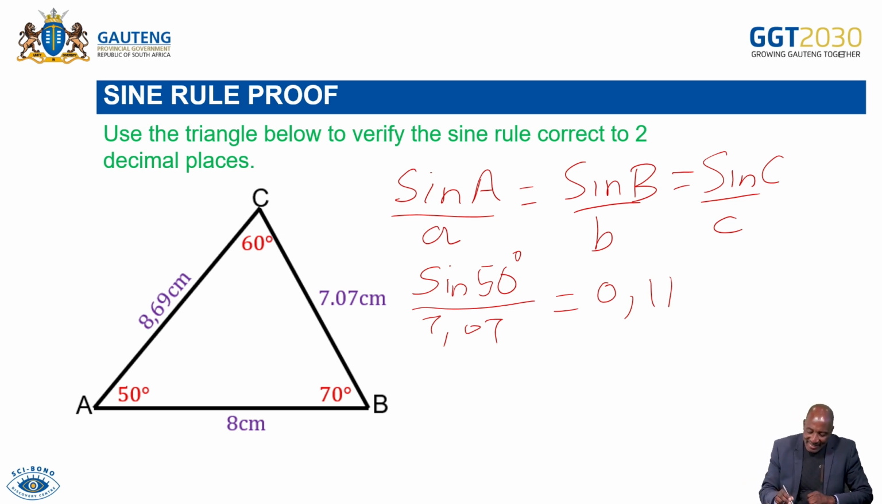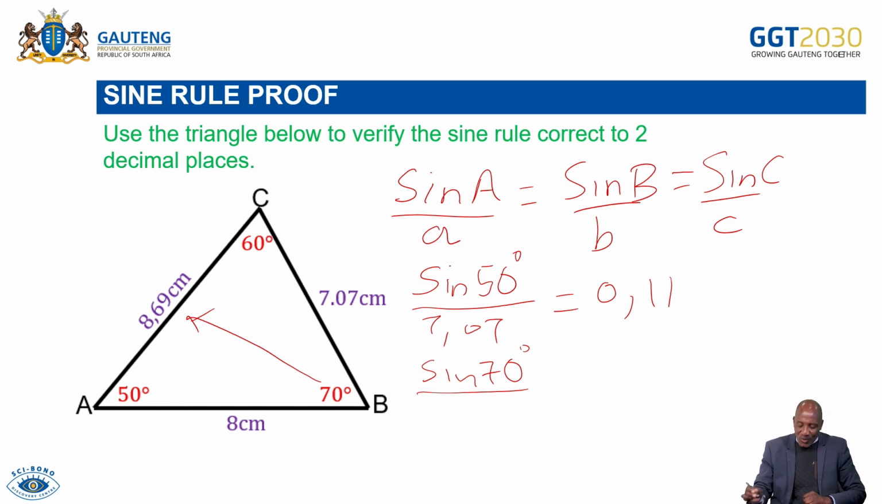Next, I find sine of 70 degrees. I'm now at B. Divide by the corresponding side. What is our small b? Our small b is the side across angle B, which is 8.69, correct to 2 decimal places. Then if I press on my calculator, sine of 70 degrees divided by 8.69 equals, I get 0.108134939. Correct to 2 decimal places, I'm getting 0.11.